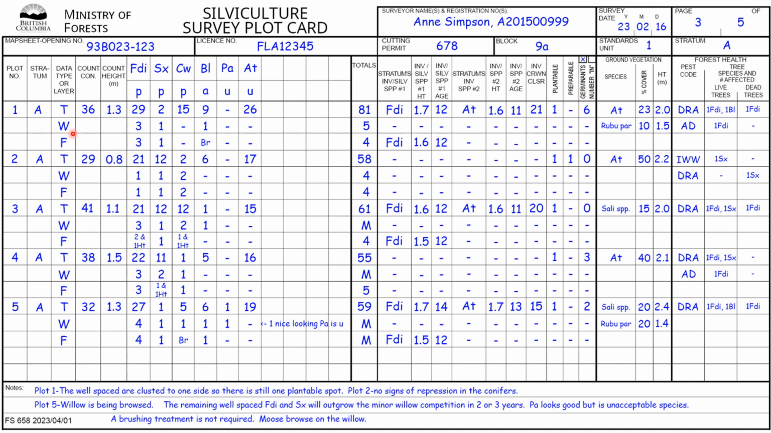Then for your W row, all the data is reflective of the well-spaced information for whatever layer you're collecting data on. So here are our well-spaced tree tallies. If we had heights and ages here, they'd be reflective of the well-spaced trees. And then finally, we have our F row. Everything in this row is reflective of free growing information. So these are our free growing tallies, free growing heights and ages.